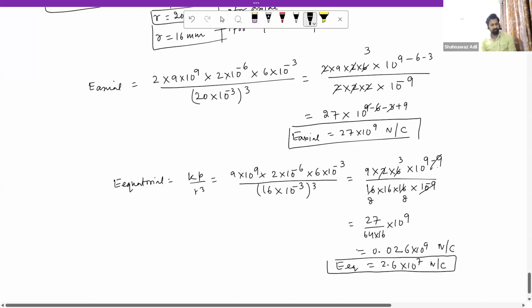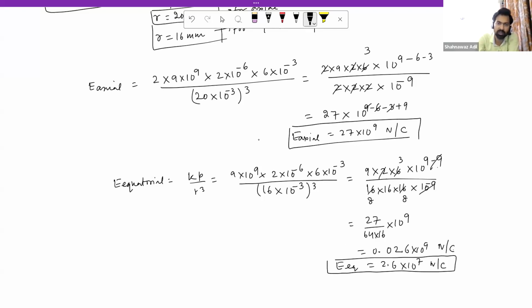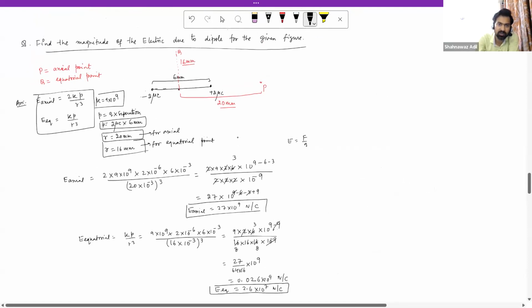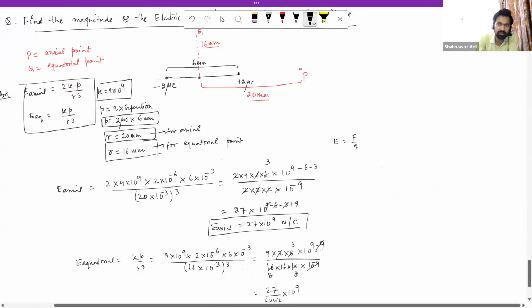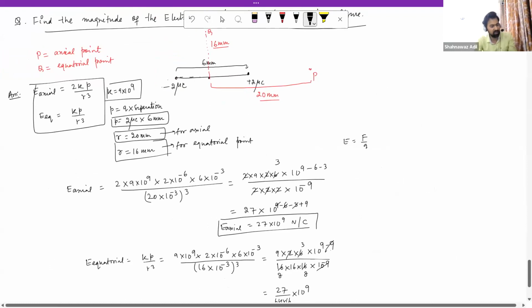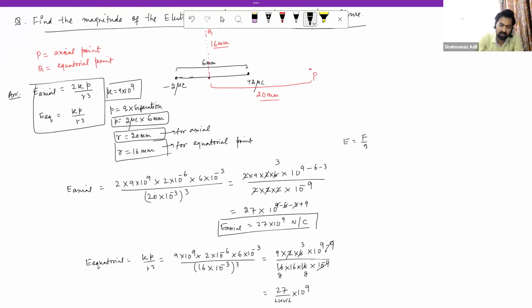Clear? Yes, sir. So please note down all these. Please note down this question. If you have any doubt, please tell me. So this is just direct formula. You have to just put the formula, right?